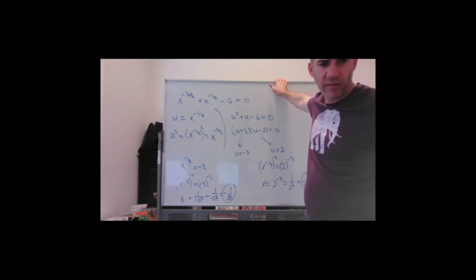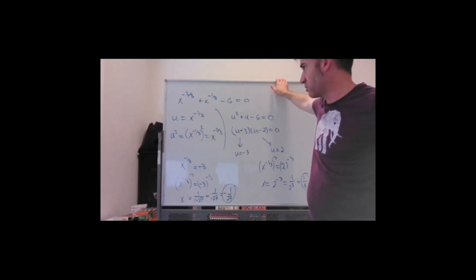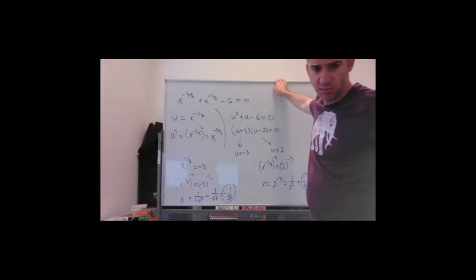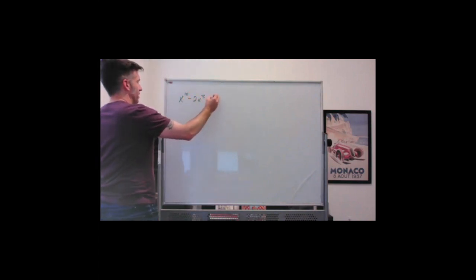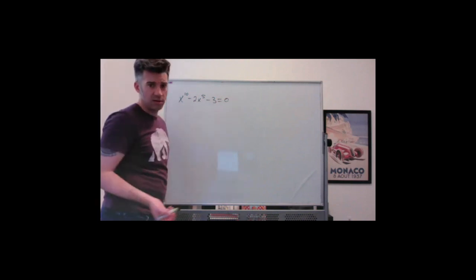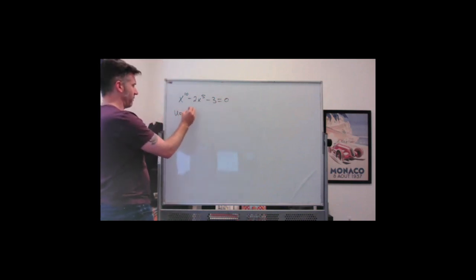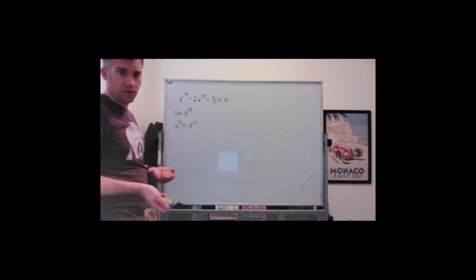You said it only works at even powers, x to the 5th wouldn't work. I'm not sure what you're referring to. It would work if you had something like x to the 10th minus 2x to the 5th minus 3 equal to 0. Then you could let u equal x to the 5th and u squared would be x to the 10th. That would totally work there.